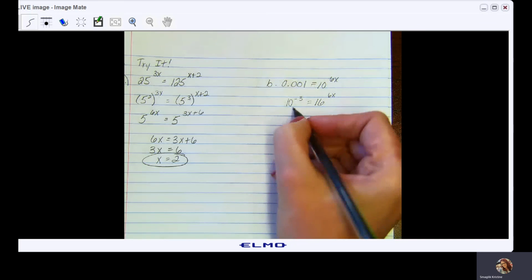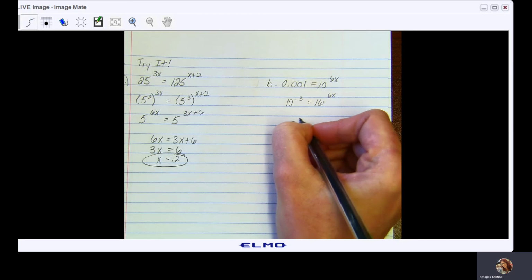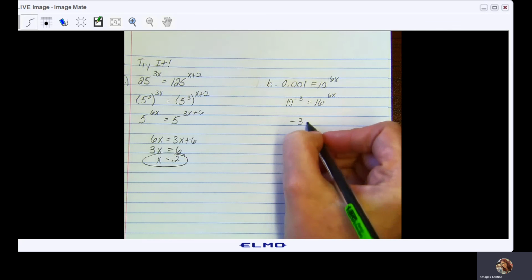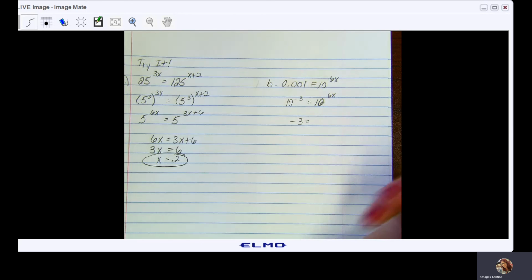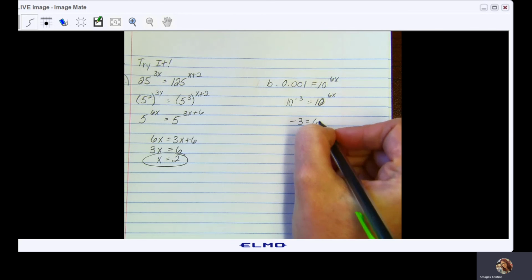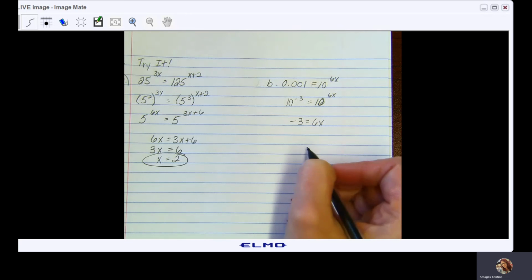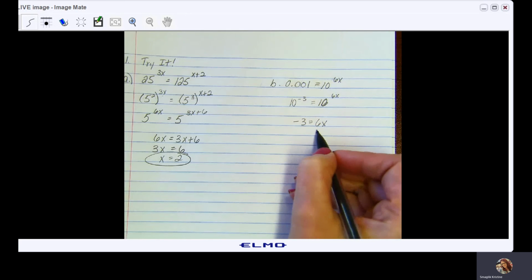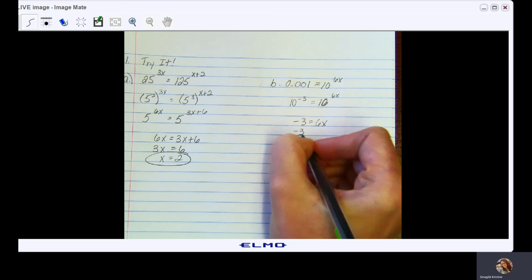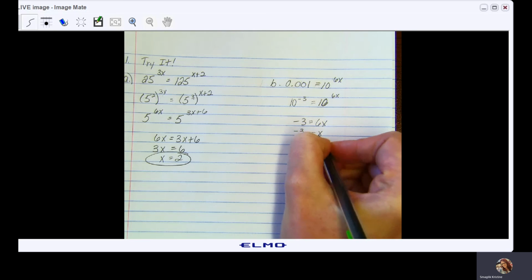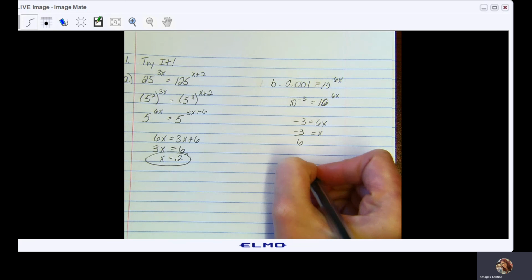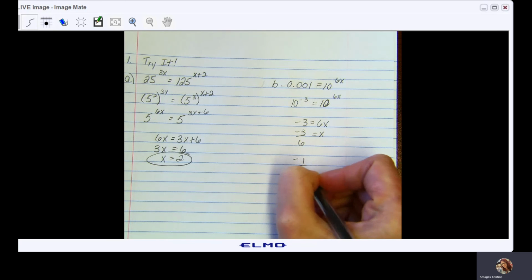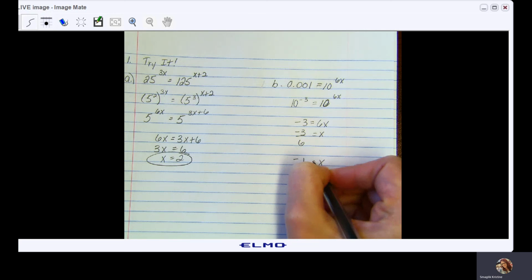And now I can just set my exponents equal to each other. Negative 3. Oops, why did I write a 6 there? That should be a 0. Equals 6x. And we're going to divide out the 6. I get negative 3 over 6 equals x. And we can reduce that down. So this is negative 1/2 equals x.